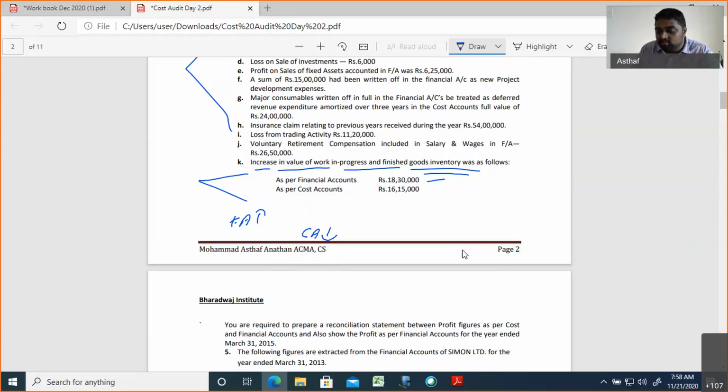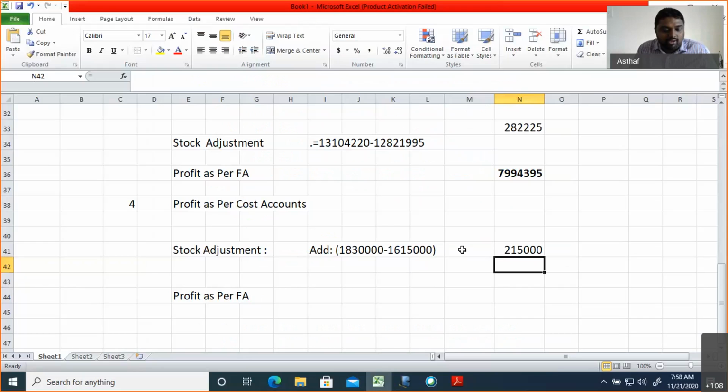So financial will be more. So if financial is more, costing will be less. If you are finding financial profit, what all the items increase financial profit, we have to add. What all the items decrease the financial profit, we have to deduct. So it increases the financial, we have to add.